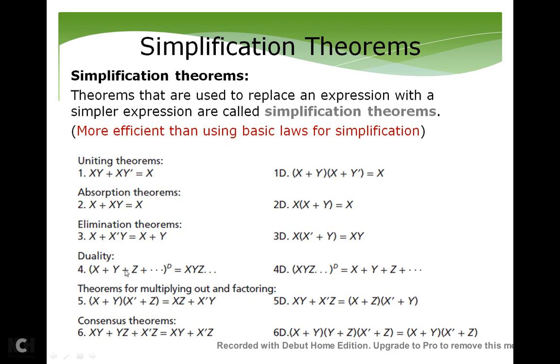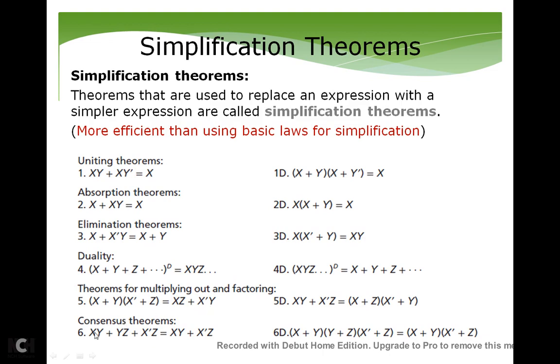Now here we have duality. You form the dual of this product expression here, x or y or z. So the pluses become dots or ANDs, and you get x y z. A similar thing happens with the dual. And you have this term for multiplying out or factoring. So you could actually do this the long way with the distributive law and prove that this side equals this side.